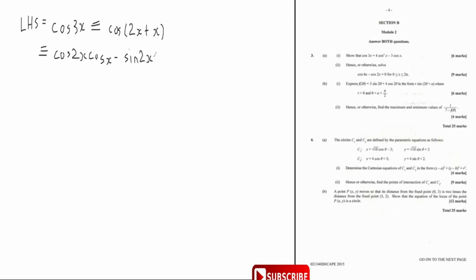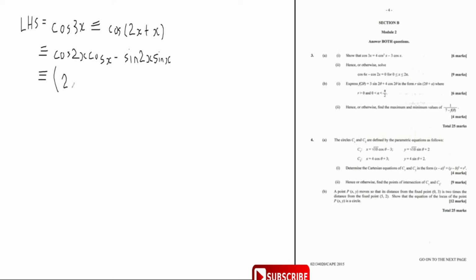Now we reach where we need to use the double angle formulae. The double angle formulae for cos 2x, there are three of them. You have 2 cos square x minus 1, you have 1 minus 2 sine square x, and you have cos square x minus sine square x. Which one you use is up to you. I will use 2 cos square x minus 1. Why? Because I'm multiplying it by cos and I want everything to be in terms of cos.